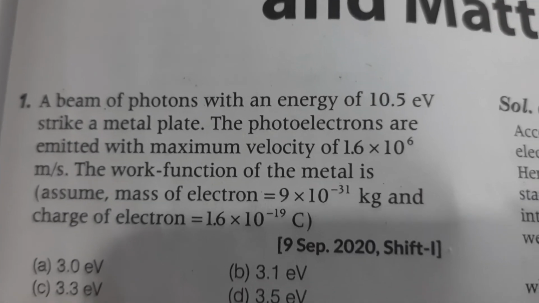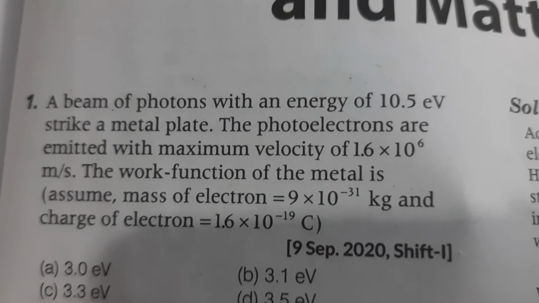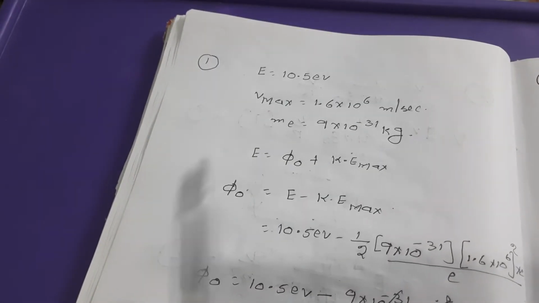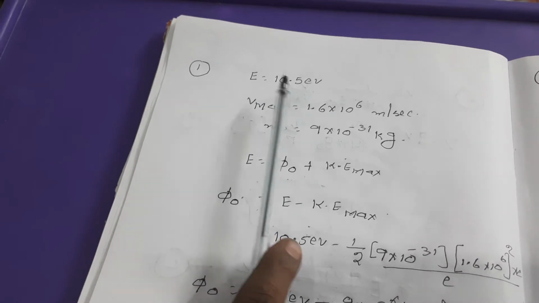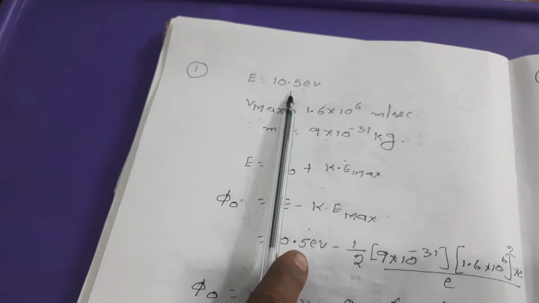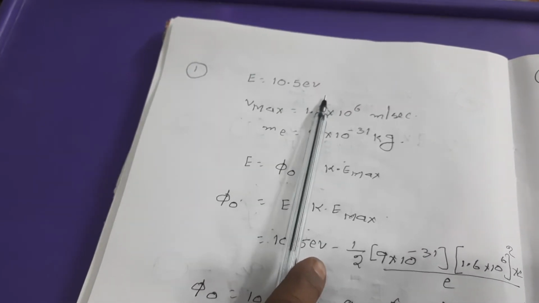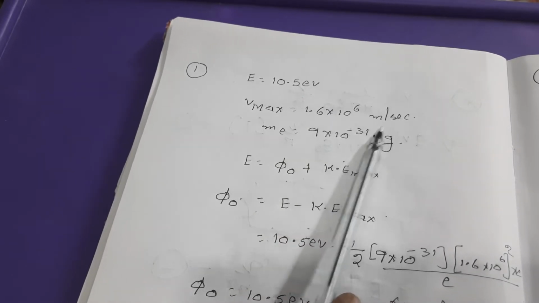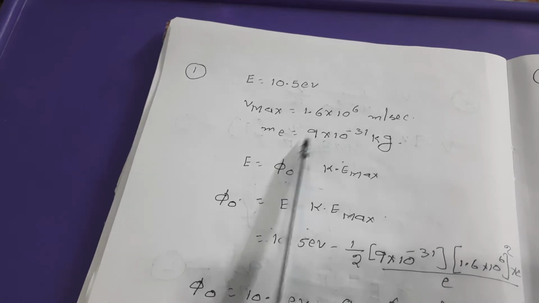Look here, the given data is the energy and the maximum velocity. We have to find the work function. How do we find the work function here? First, we should write the given data. Energy is 10.5 electron volts. V maximum is 1.6 into 10 to the power of 6 meters per second. They have also given the mass of the electron.